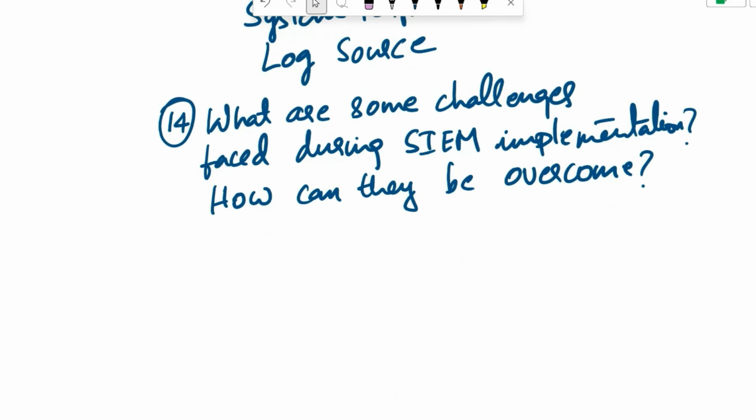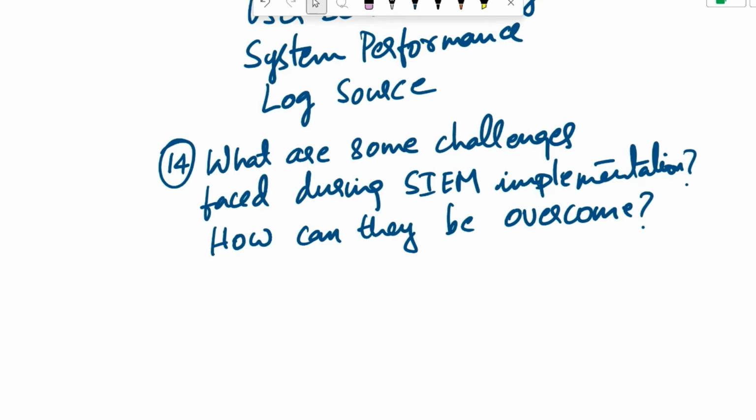What are some common challenges faced during SIEM implementation? How can they be overcome? Implementing a SIEM system can be complex and challenging due to the diverse nature of IT environments, the volume of data, and the need for effective investigation. Let's see some common challenges faced during SIEM implementation and strategies to overcome them.